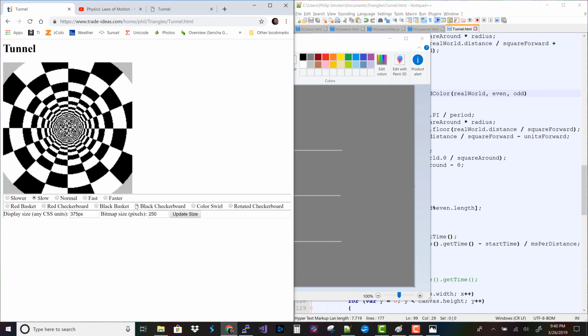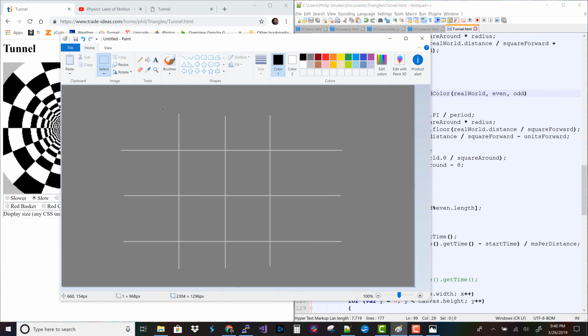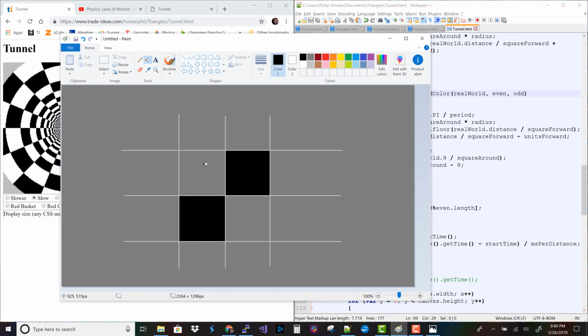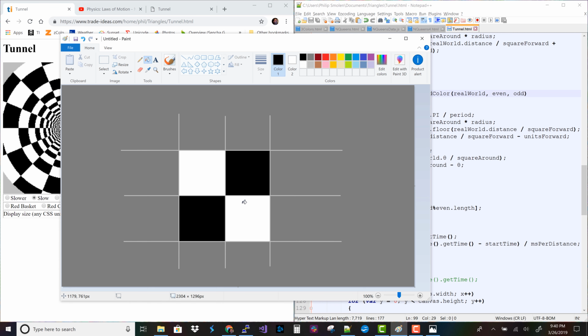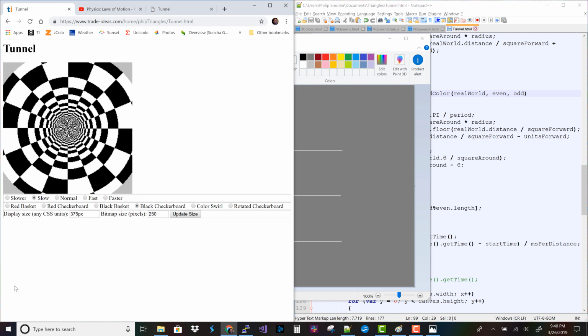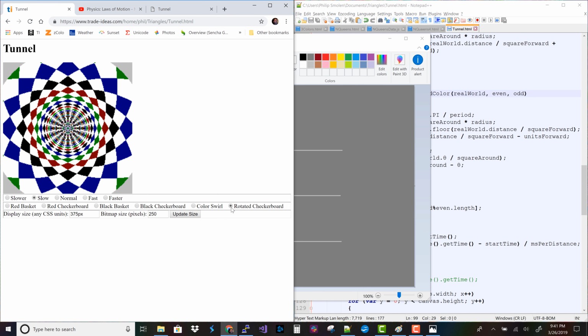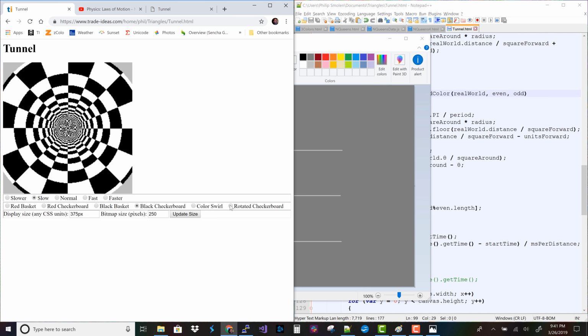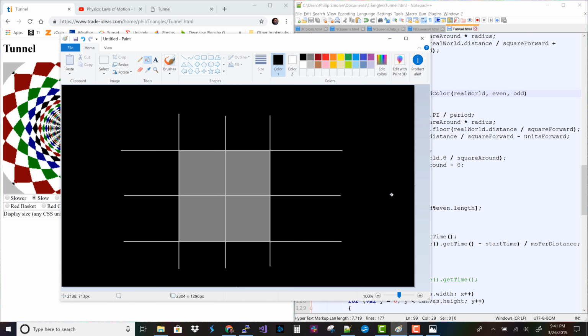For the checkerboards, filling these in, it was again just the even and odd thing. So let's say flood fill, black, black, white, white. So that's the formula we were using. For this one, we're using the same grid. Yeah, you can't quite tell. But we're using it in a different way.